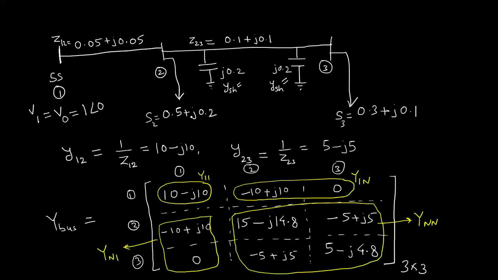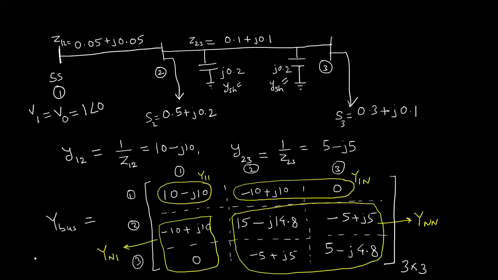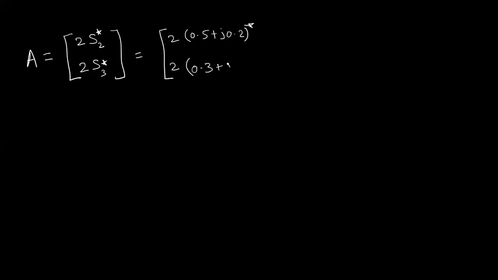So the A matrix in our case is 2S2 conjugate and 2S3 conjugate. That is equal to, so S2 we have here, which is 0.5 plus J0.2 conjugate, and S3 we have as 0.3 plus J0.1 conjugate. So you can solve it. It is 1 minus J0.4, that is 0.6 minus J0.2, that is the A matrix.